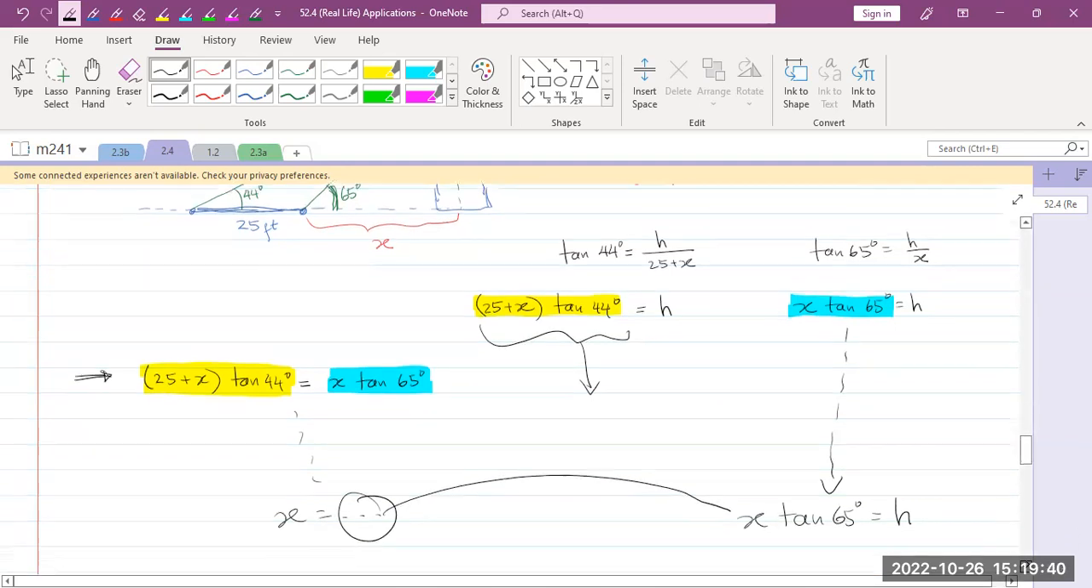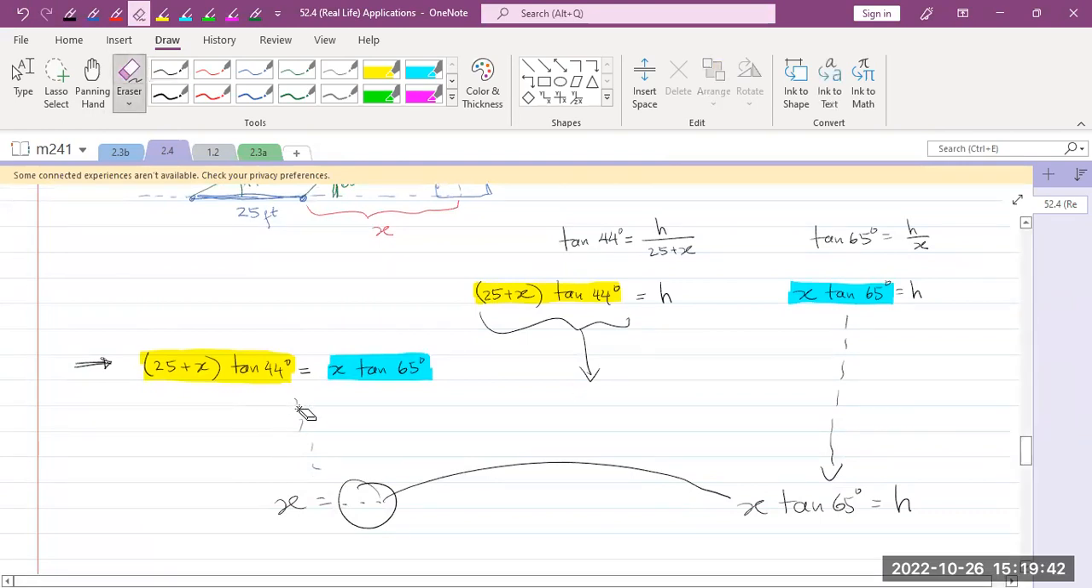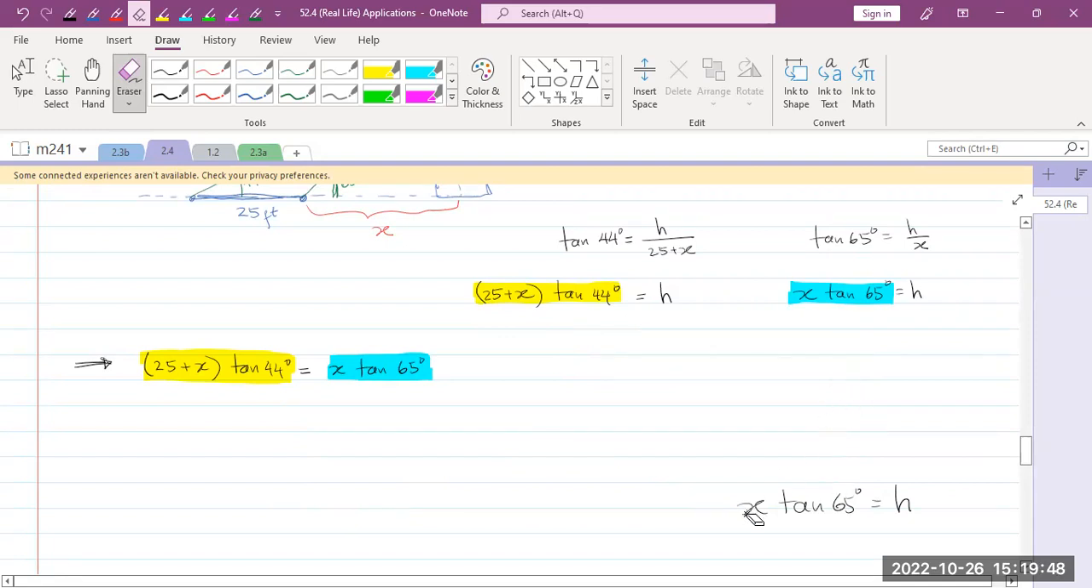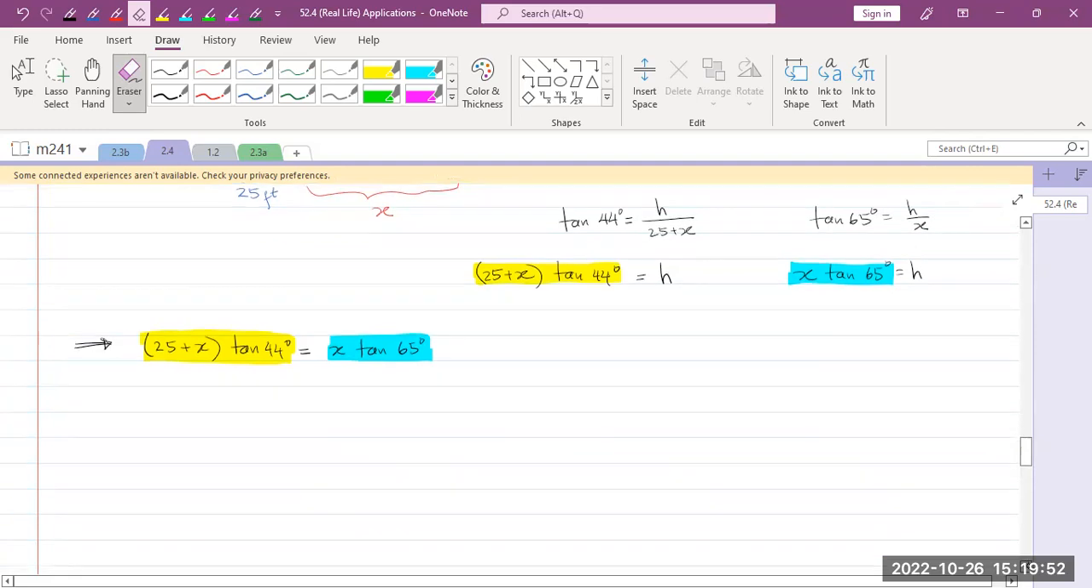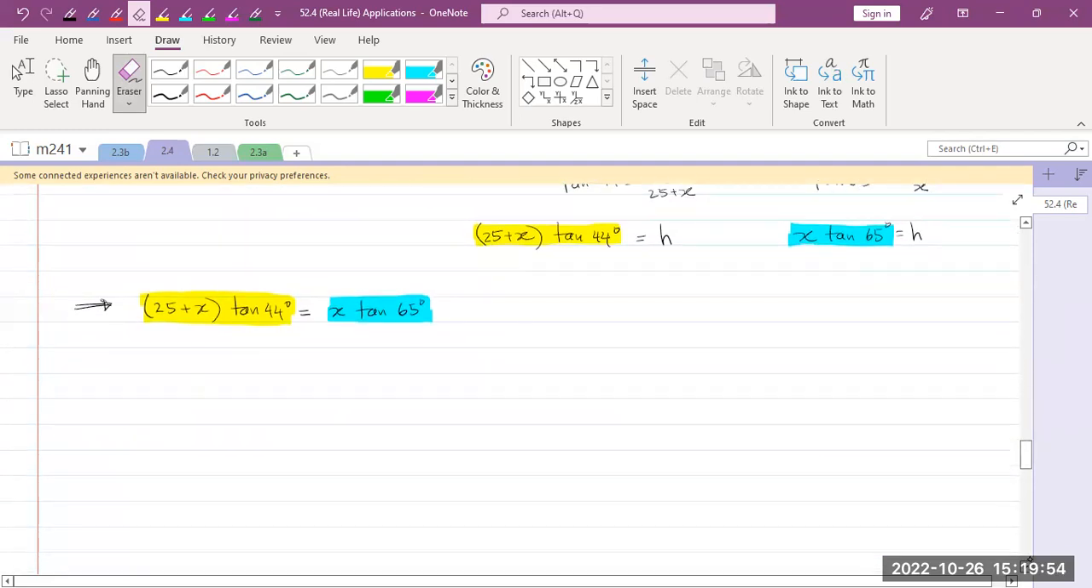Okay, now let's start the computation. Go back, erase this. Yeah, I tried to explain to you what we are going to do. So we'll solve for x first. Once we get x, we will put that into the blue one to solve for h.